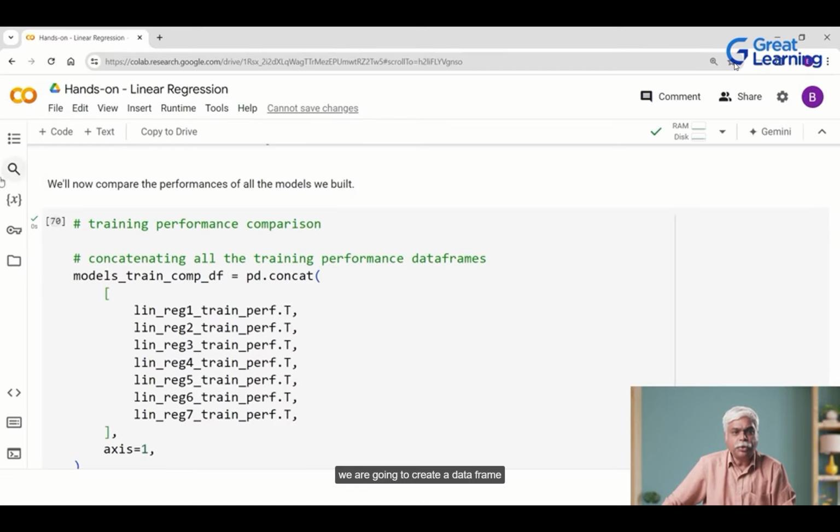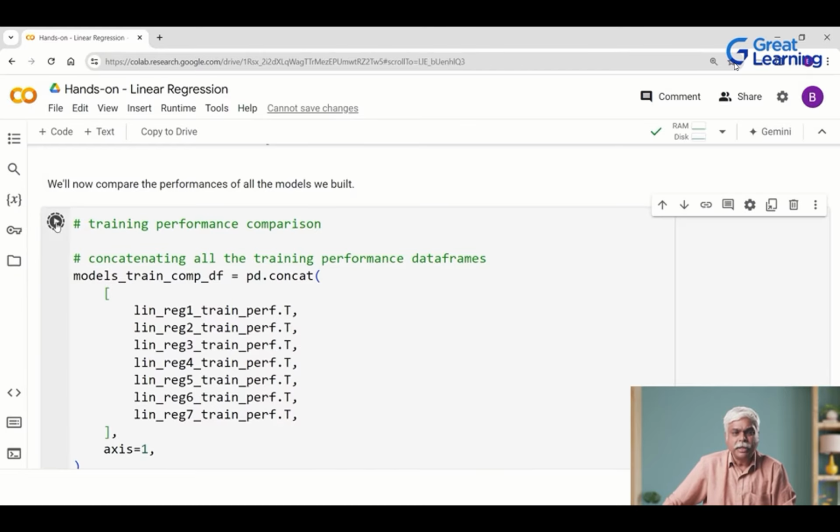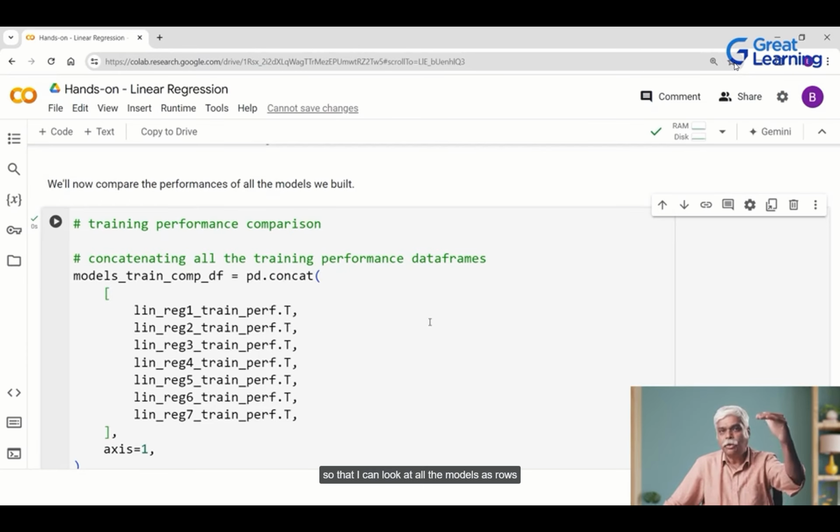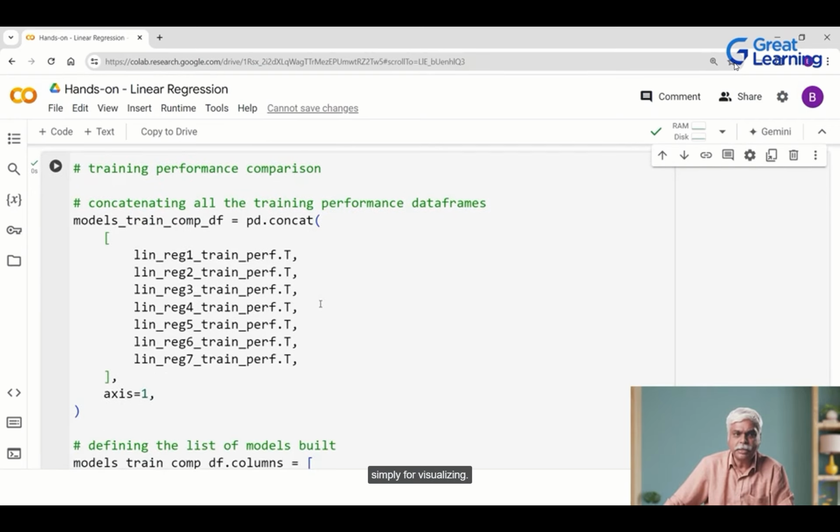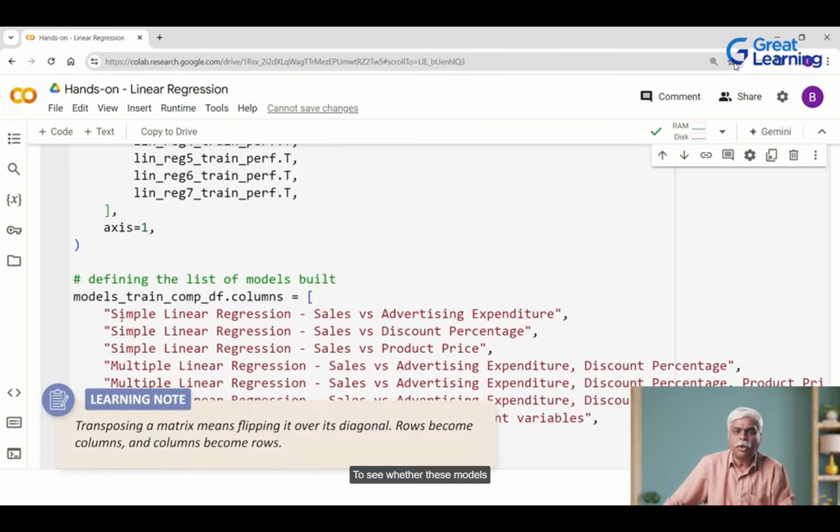So we're going to create a data frame, and this data frame is going to concatenate all these performance measures. These performance measures were rows in my previous analysis. I want them to be columns now so that I can look at all the models as rows and all the performance measures as columns. So I will take a transpose of them, simply for visualizing to see whether these models correspond to what we think they are.